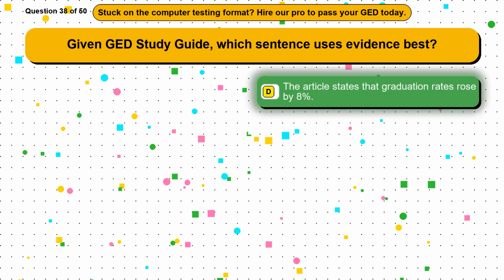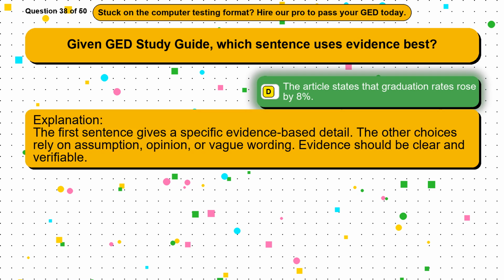The correct answer is option D. The article states that graduation rates rose by 8%. The first sentence gives a specific evidence-based detail. The other choices rely on assumption, opinion, or vague wording. Evidence should be clear and verifiable.